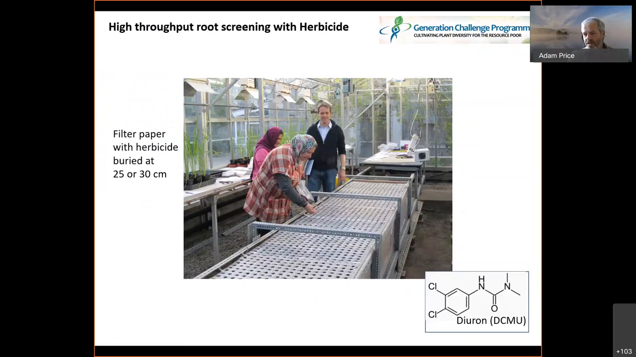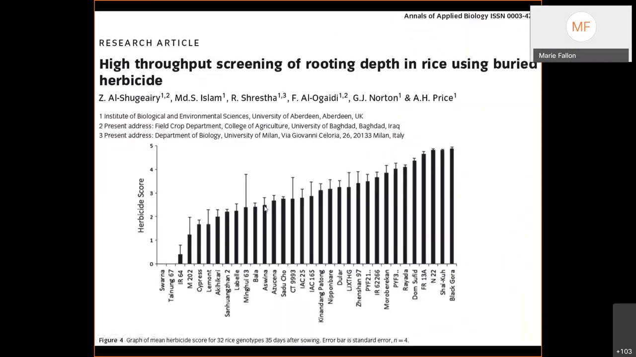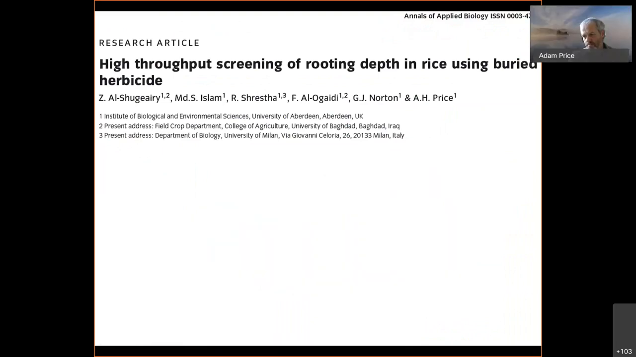I want to talk about this development of a herbicide method. It's a very, very simple concept. You get a box, put a little bit of soil in the bottom, you soak filter papers with this herbicide dye on, and then you bury more soil into it. Then you wait until herbicide symptoms develop. You can see these herbicide scores. Black Gora, the deep-rooted check, dies. 5 means dead. IR64 is much less affected. So it distinguishes between deep and shallow roots quite nicely.